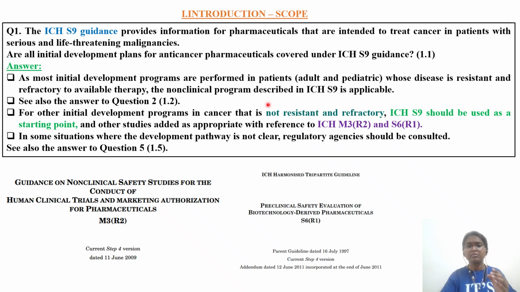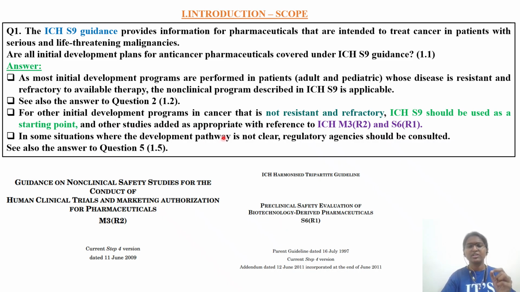Okay, the non-clinical program described in ICH S9 is applicable. So for other initial development programs in cancer that is not resistant and refractory, ICH S9 should be used as a starting point, and other studies as appropriate with reference to the ICH M3 guideline, that is M3R2, as well as ICH S6R1. So I would request you to pause the video, go back and read the M3R2 guideline also, as well as the ICH S6 guideline. Some questions you will be getting with respect to these guidelines also.